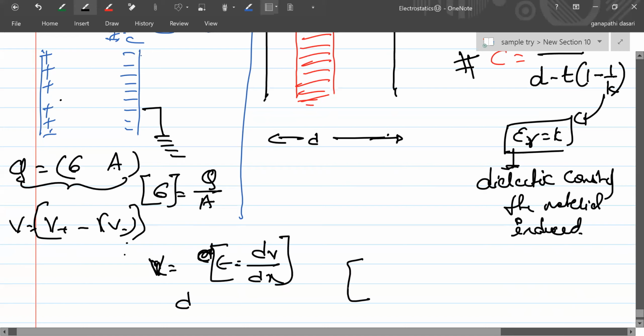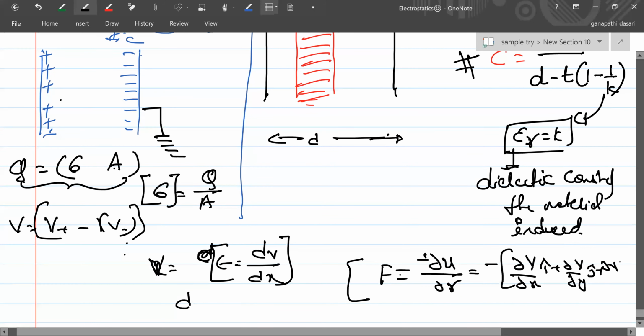this we have derived in gravitational work and energy also. Force is equal to minus dou U by dou r, that is equal to minus of dou V by dou x i cap plus dou V by dou y j cap plus dou V by dou z k cap. Similarly, here we are going in only one direction, the x direction, so the electric field can be written as minus dV by dx. Minus dV by dx means when going in the forward direction, from positive charge to negative charge, the potential will decrease. That is what the negative sign indicates.